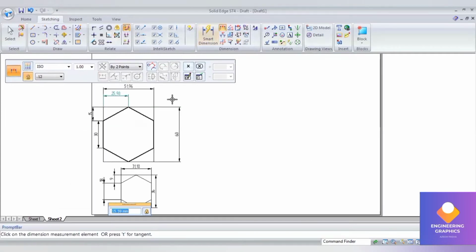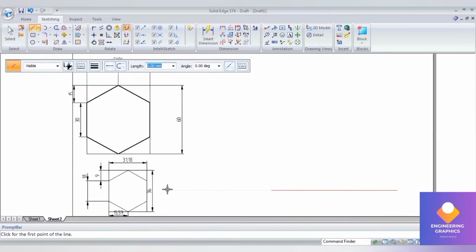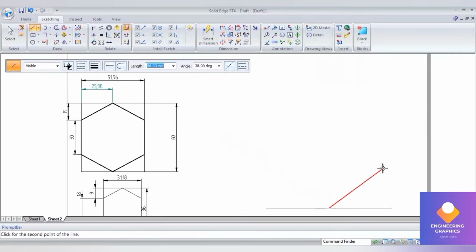Okay, now using these box dimensions, we can construct the isometric of the frustum of the hexagonal pyramid. So take a reference line. Okay, draw a line of length 51.96, angle is 30 degree. Again the length is 60 mm, angle is 150. Again length is 51.96, angle is 210, and then join.